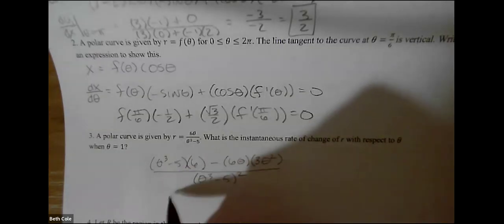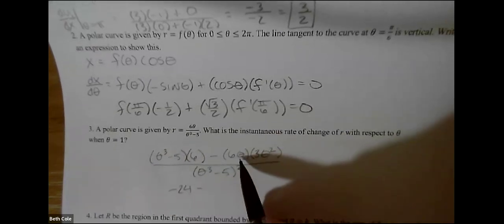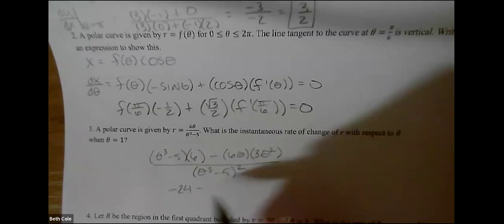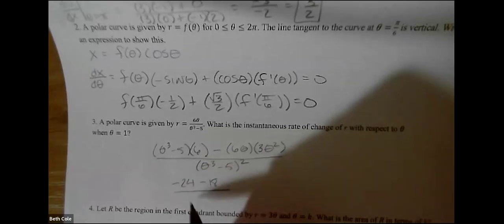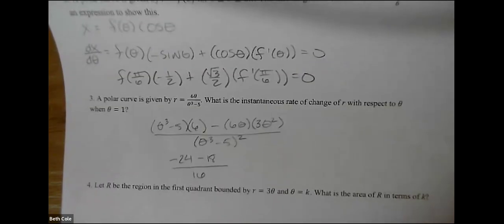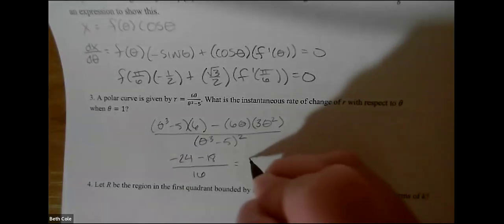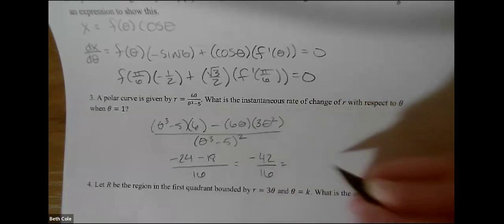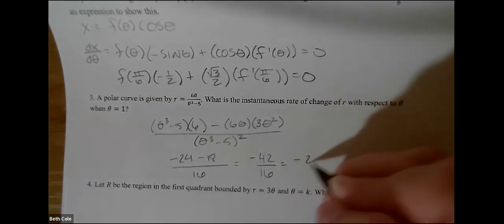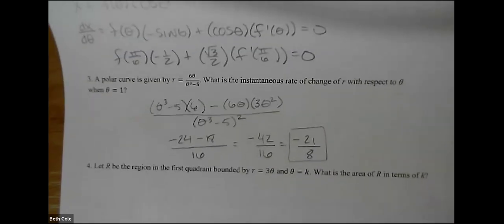So 1 minus 5 will be -4 times 6 will be -24. Plugging in 1 here would give us 6 times 3, which is 18. And then down here, we're going to get -4 squared, which will be +16. So let's see, that's going to be -42 over 16, and they're both going to divide by 2, so -21 over 8. So we did a quotient rule, and we plugged in 1.